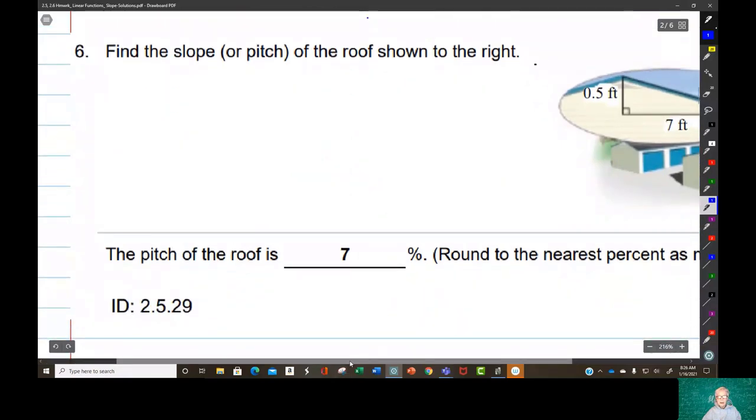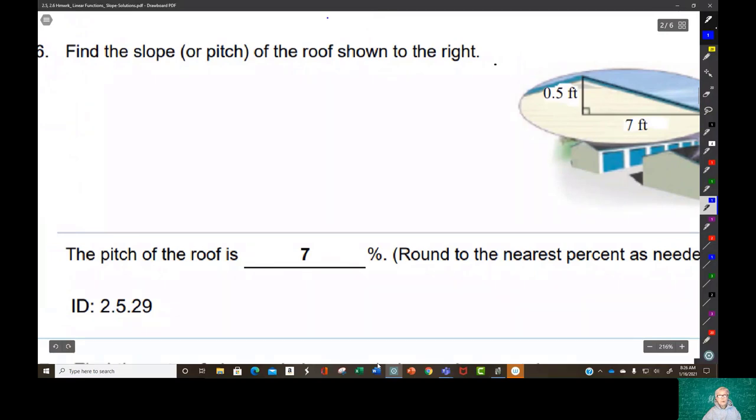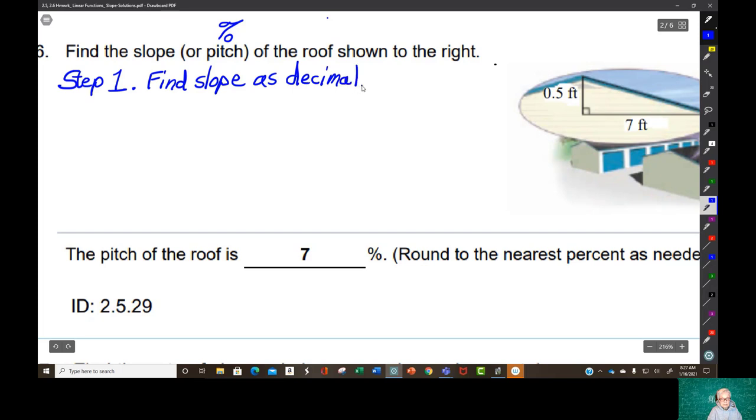All right, now we're going to do a couple of real life applications. How do you find the slope of a roof? The slope of a roof is called the pitch of the roof, and it's given as a percent. So this is going to be two steps. First, we find the slope as a decimal, step one. And step two will be to change the decimal to a percent.